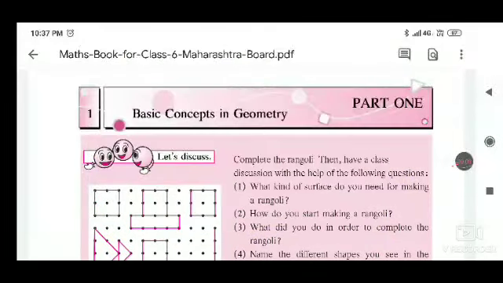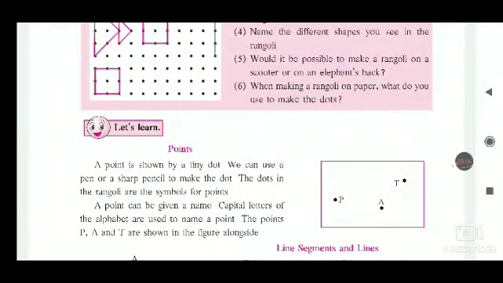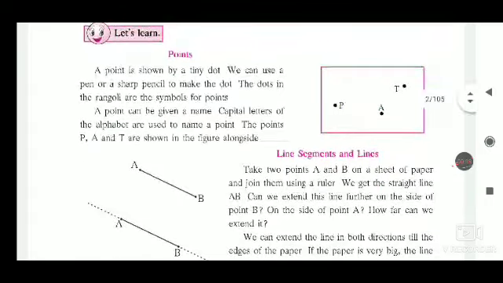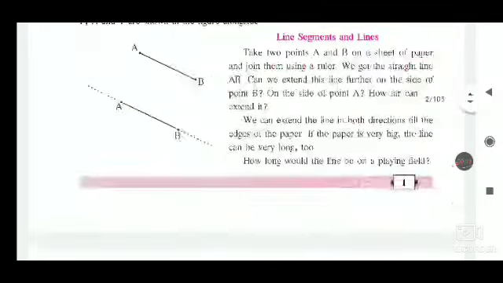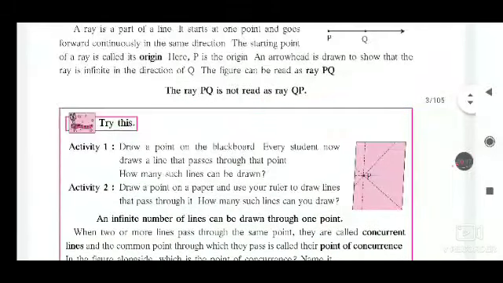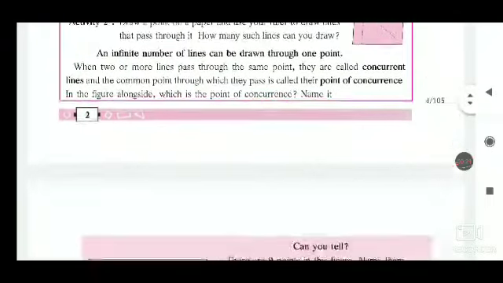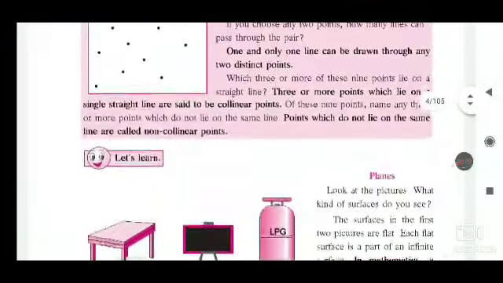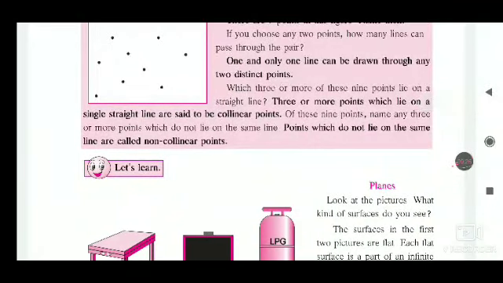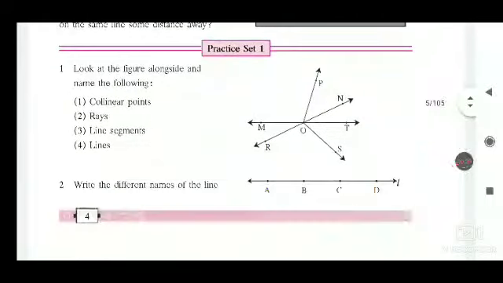Basic concepts in geometry. We have seen the different basic concepts in geometry. First it is the point. Then afterwards we saw the line segment and line. Afterwards we saw the ray. Then concurrent lines and point of concurrence. After that we saw collinear and non-collinear points, and plane. And now it is time to solve practice set number 1.